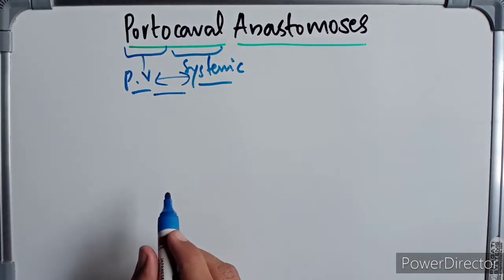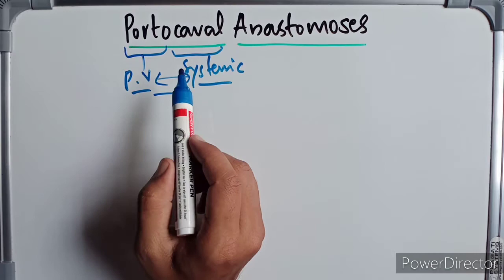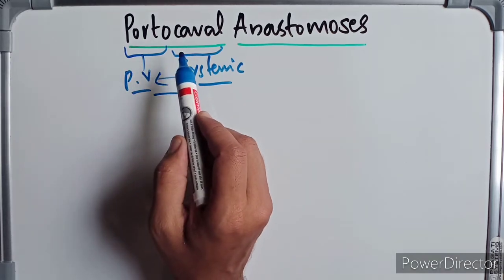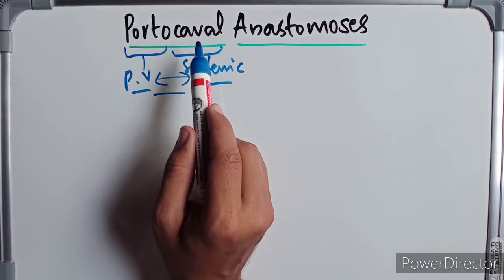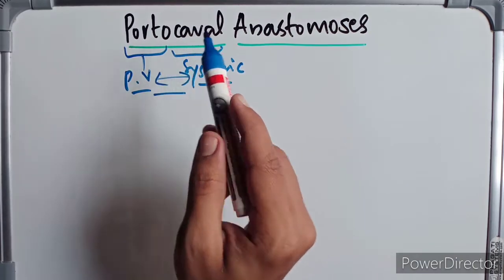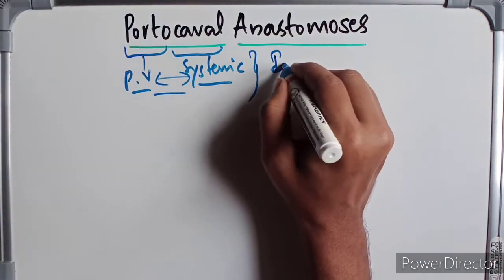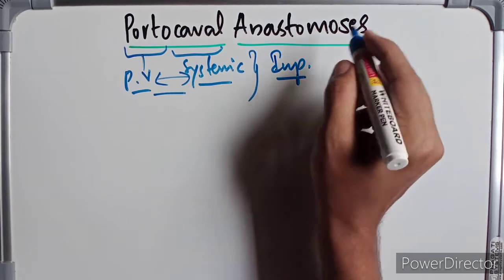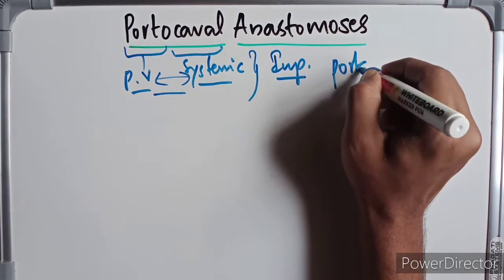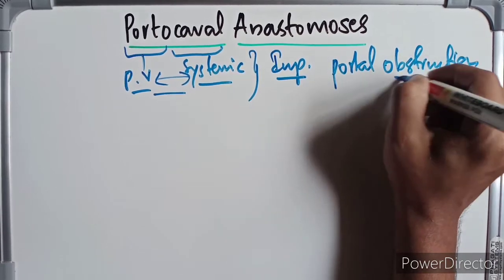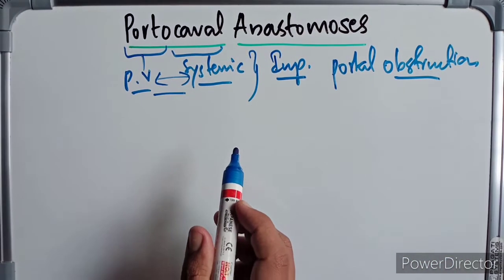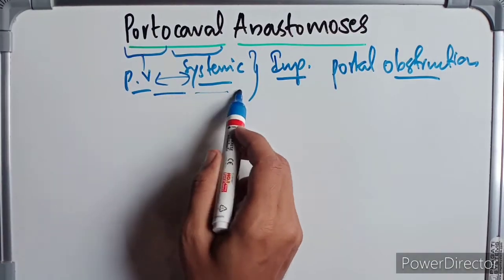There are many sites in the abdominal cavity where anastomosis exists between the portal and the systemic venous systems. These communications between the veins of the portal and caval systems form important routes of collateral circulation during portal obstruction. So whenever we have portal obstruction, we find an important route of circulation to the systemic veins.